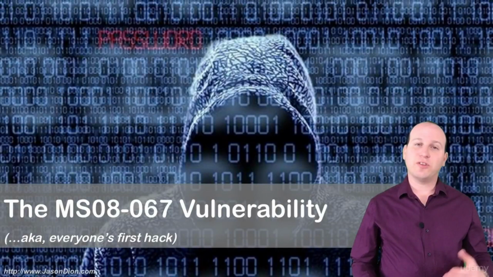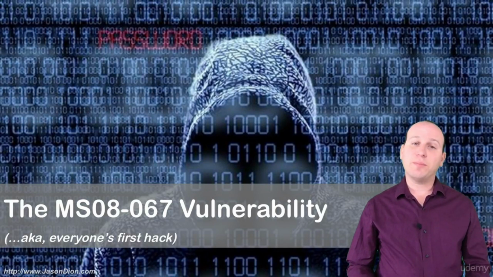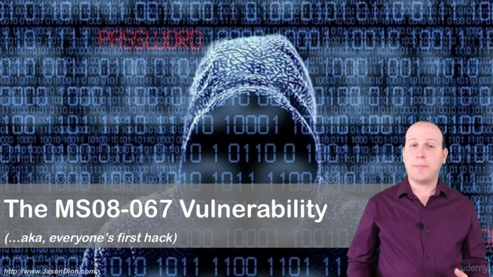So now we're going to discuss the first vulnerability we're going to exploit, and that's the Microsoft MS08-067 vulnerability. This was also known as the Netapi vulnerability. Everyone tends to use this in ethical hacking as the first hack, and the reason why is it's a fairly easy hack. It works really well, and it works pretty much every single time. So we're going to go through this one first and get our feet wet.